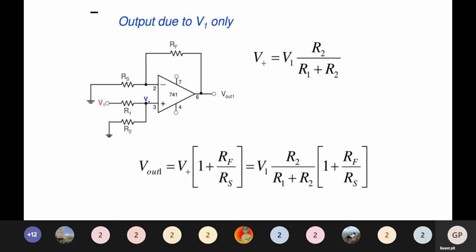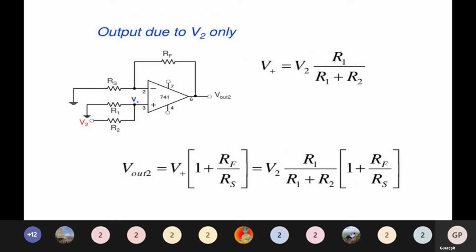Now let me consider the input V2. V2 will be here and I will ground the source V1, and therefore my diagram looks like this. I have V2 now and V1 has been grounded. Same logic: to find the output due to V2, first let me find the voltage here and then write the final expression.